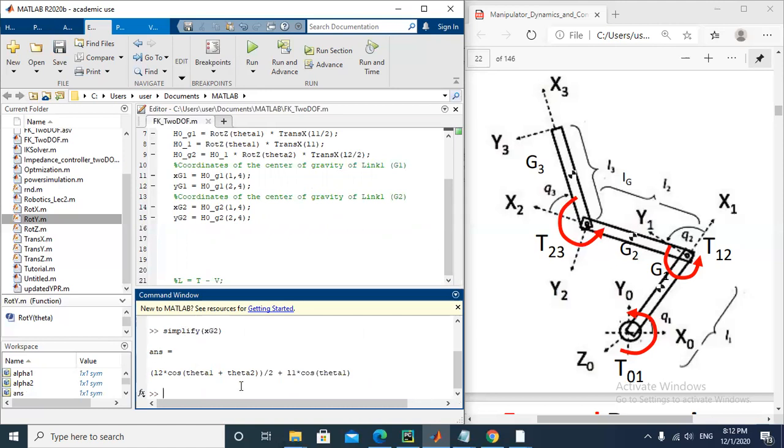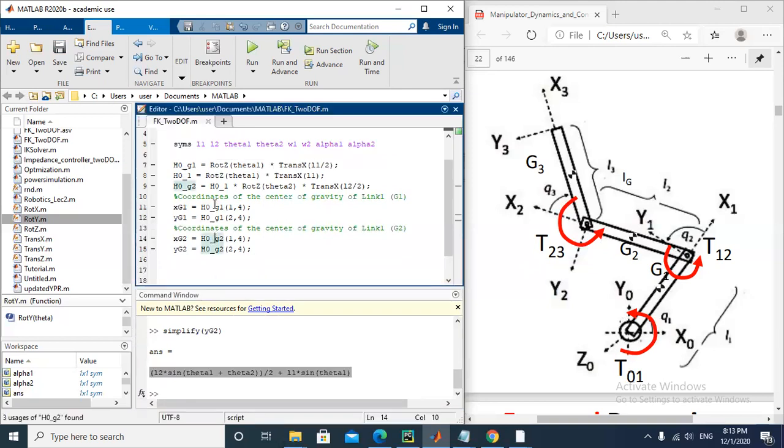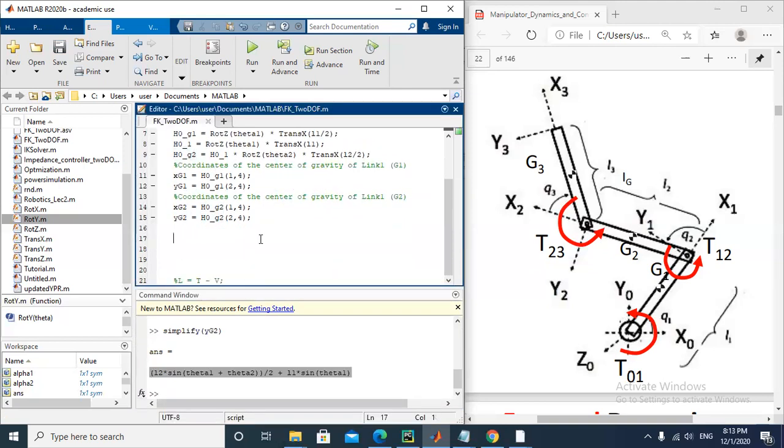Okay, so does it make sense? The coordinate of the second point is L1 cosine theta 1, so we're here. Then we are adding L2 cosine of theta 1 plus theta 2, which makes sense. Okay, great. So yg2 should be the same, but instead of cosine it should be a sine. So simplify yg2. There we go. We have it all right, with very few lines.